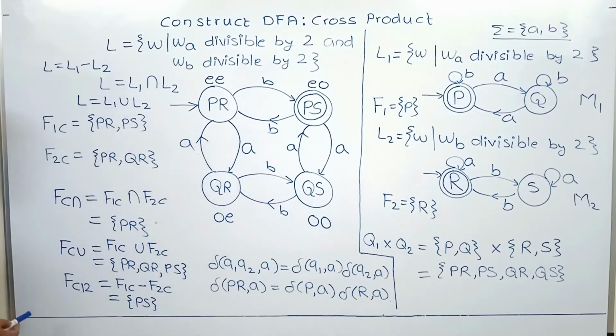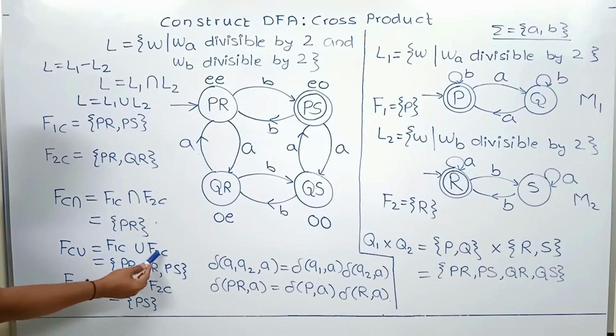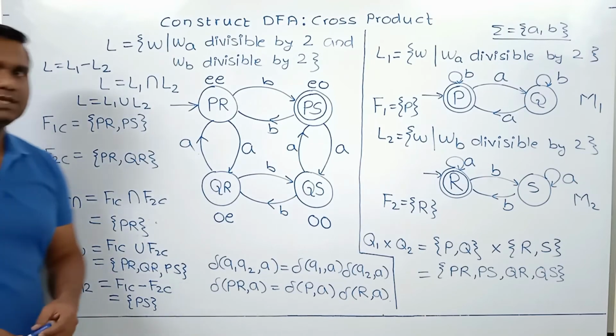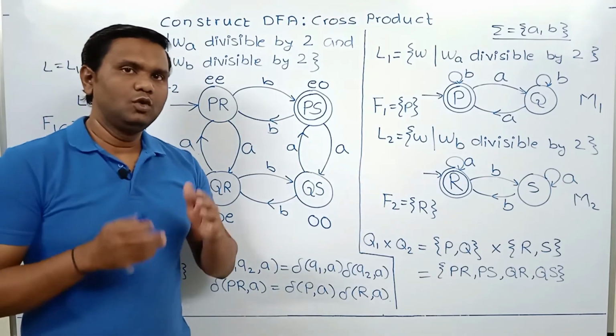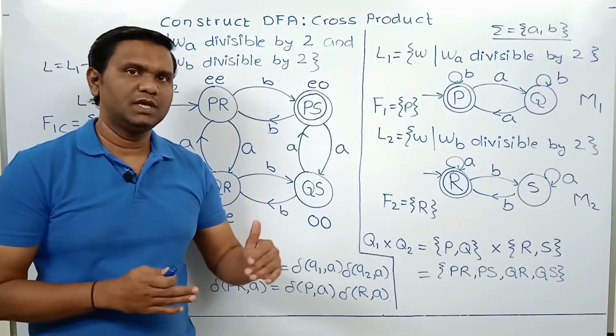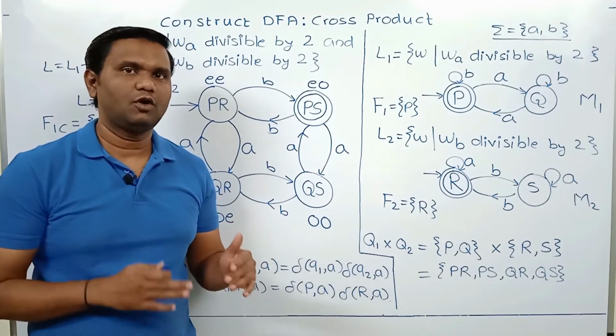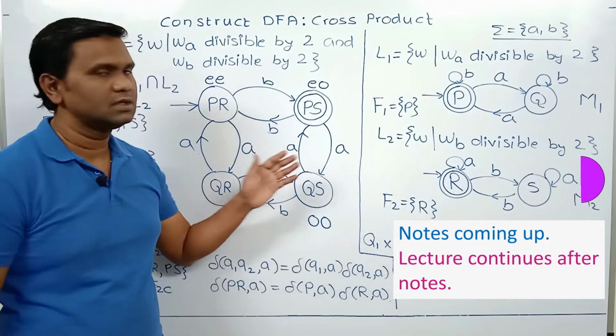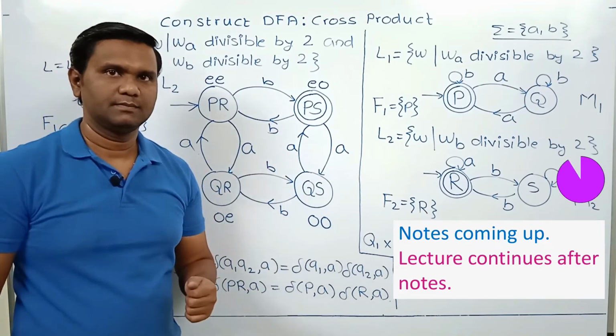The only difference is if we want to calculate intersection, final states will be F1C intersection F2C. For union, it will be F1C union F2C, and for set difference, final states will be F1C minus F2C. So if we know that a language is union or intersection or set difference of some two languages, then we can use cross product to get the required DFA.